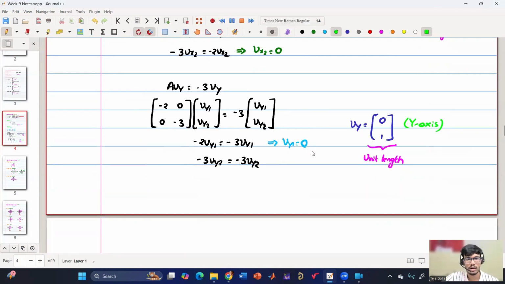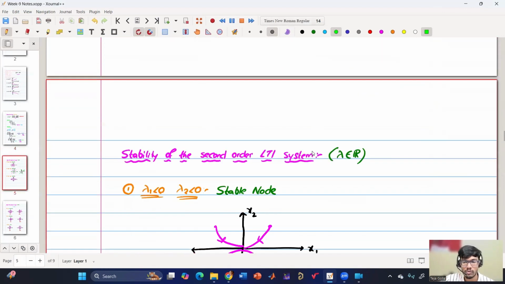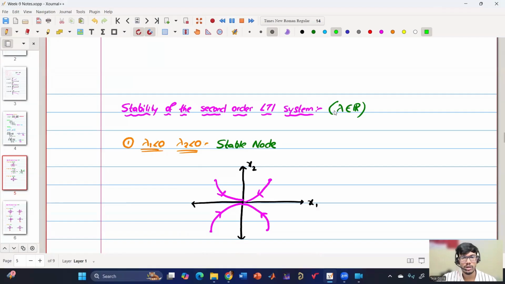After this, we asked ourselves, how to determine the stability of the system, where we realized that first of all, lambda can be real or lambda can be complex. If lambda is real, then there are multiple cases, out of which we have discussed three, which are covered in this course. There are actually many complicated cases as well, but they are beyond the syllabus of this course, so that's why they are not discussed.